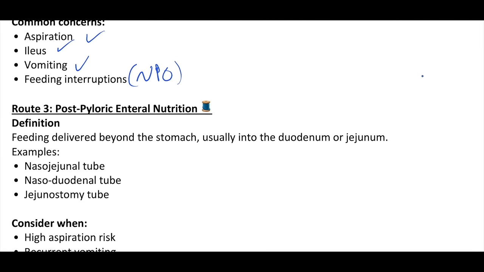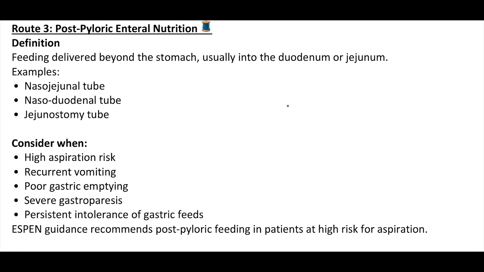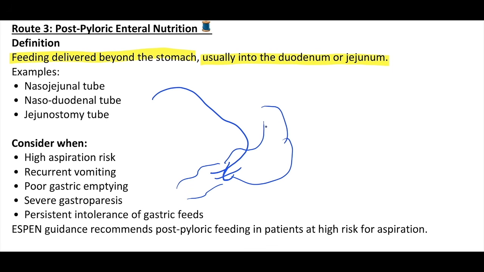All right, route 3. This is something we don't do that often, but post-pyloric enteral nutrition. So that is feeding delivered beyond the stomach, usually to the duodenum or jejunum. And this could be a nasoduodenal tube. So when you're placing that tube through the nose, you're going into the stomach, and then you're going further out of the gastric pylorus, right, through the gastric pylorus and into the duodenum, the small intestine, right? So that tube's got to go through the stomach, through the duodenum, into the small intestine.